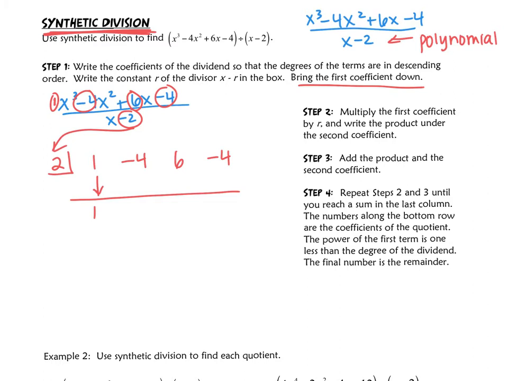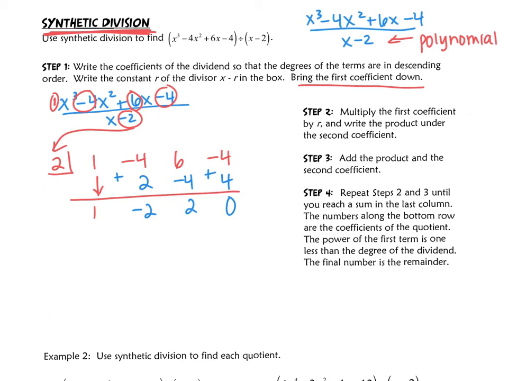Step 2, multiply the first coefficient by r. So what we're going to do, multiply your coefficient by r, and it goes in the next spot. So 2 times 1 will give me 2. We are then adding down. So we get negative 2. Again, multiply that number by r. We get negative 4. And add down, which is 2. Again, multiply our number by r, put it in the box, and add down.